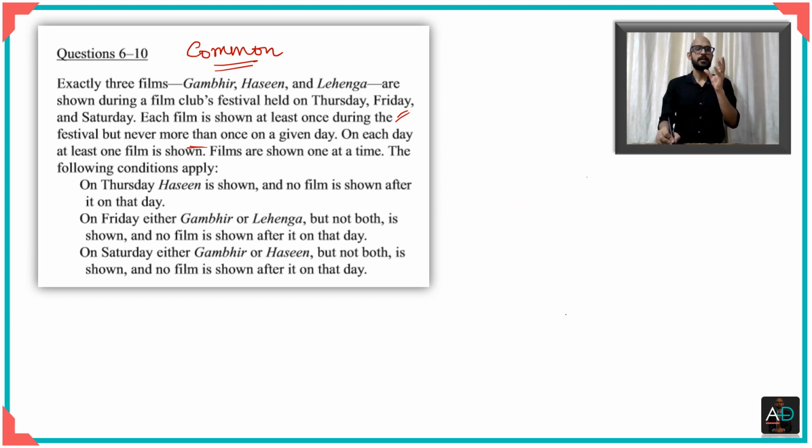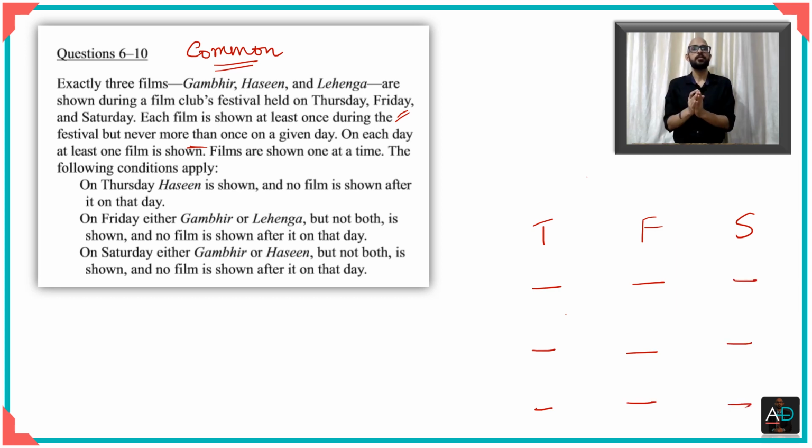I think you might appreciate that, let us say we have a festival. The festival is on Thursday, Friday and Saturday. Now each of these festivals definitely has 3 slots, right? A movie may or may not be shown in a certain slot, but I think we have a total of 9 slots.